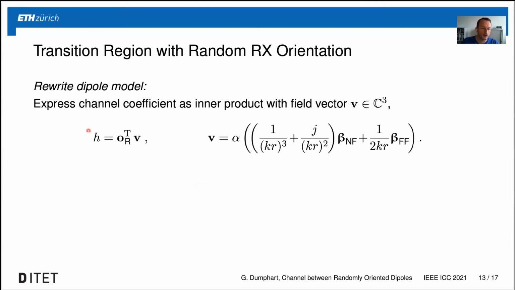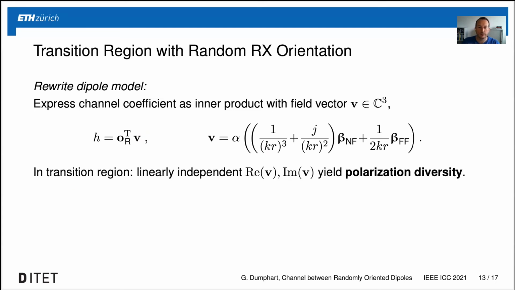We can write the channel coefficient as an inner product of the receiver orientation and the complex-valued, three-dimensional field vector, given by this expression here. And in the near far-field transition, this field vector will have linearly independent real and imaginary parts. And this is the key effect of why the transition region has better outage behavior.